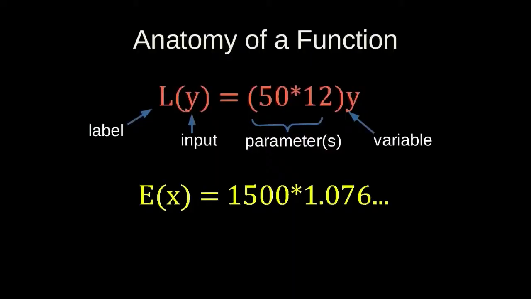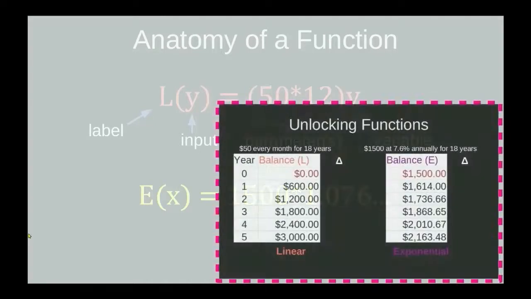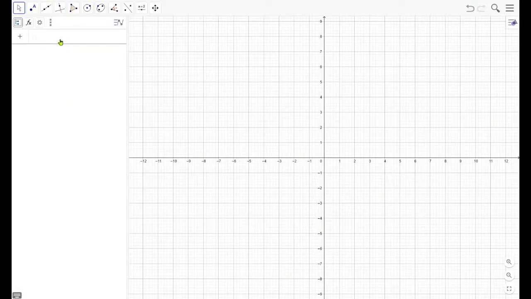Think. Let's go back to this anatomy of a function slide. We're trying to write a function for Plan E. We've got a label, we've got an input, and I've contemplated all the various permutations of the parameters with the variable x. My algebra instincts tell me it's 1500 times 1.076, but the rest... That's it. Plan E is an exponential function. The variable will be an exponent. Okay, so let's test our function out. E of x equals 1500 times 1.076 to the x power.